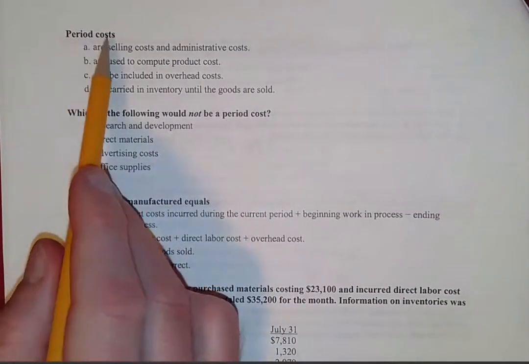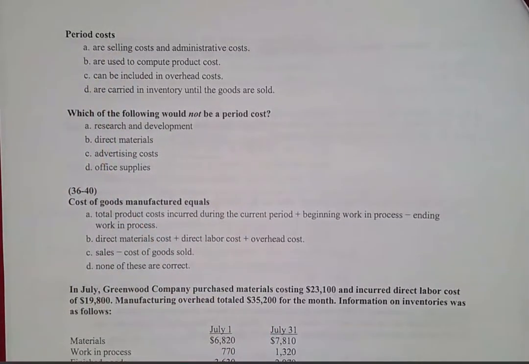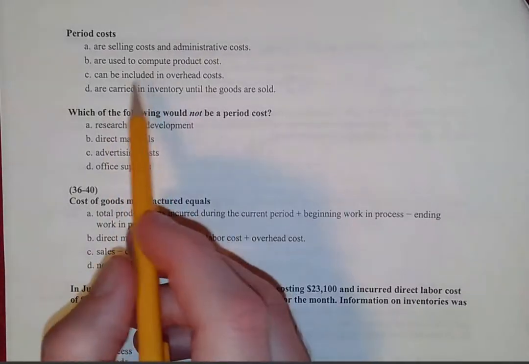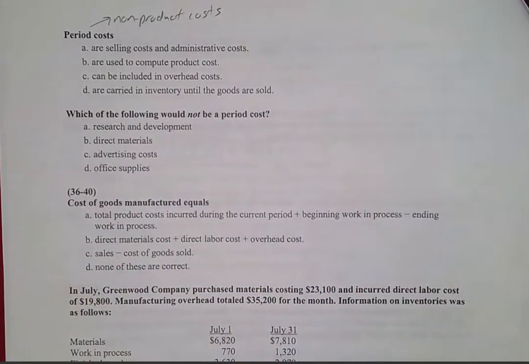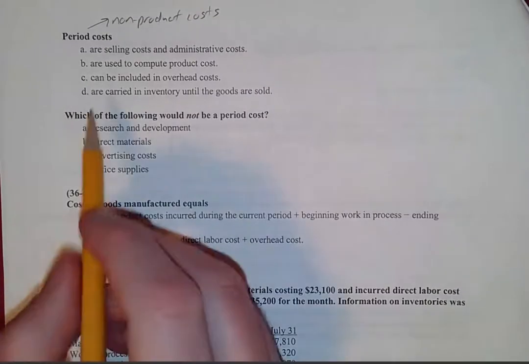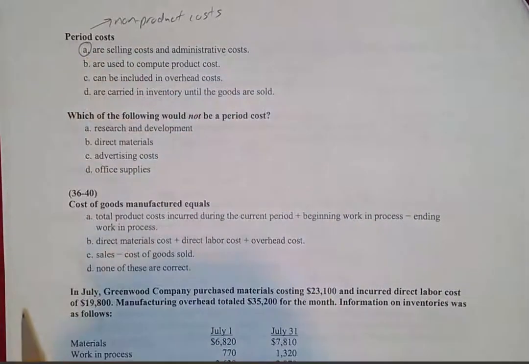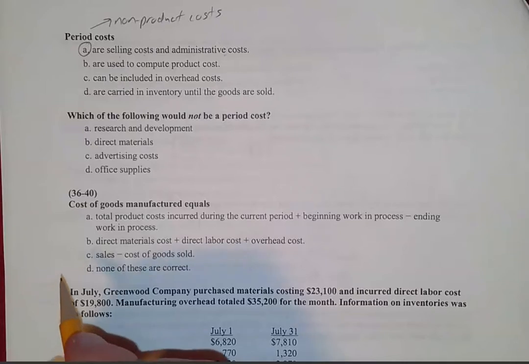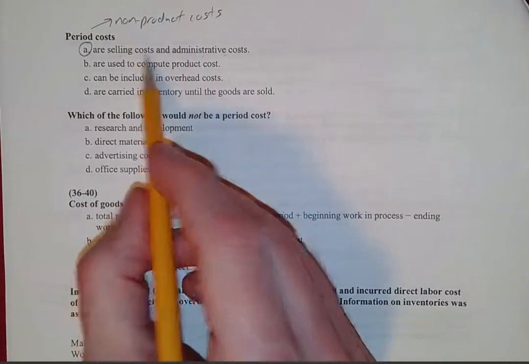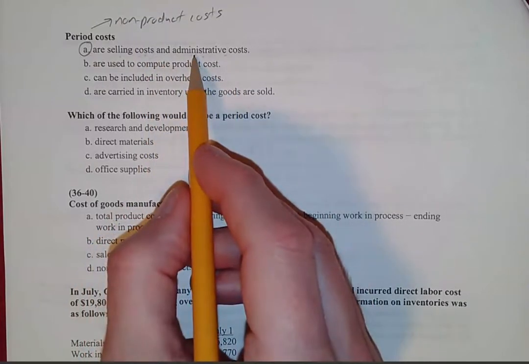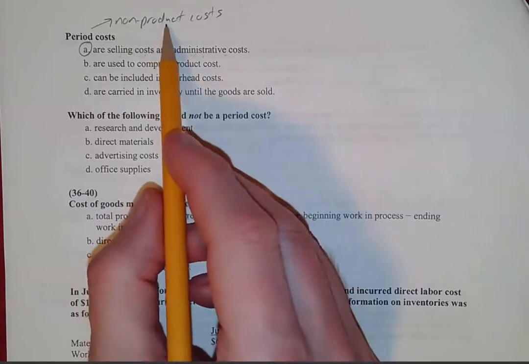It says here period costs, and then they want to know what they are. And we've got what we need to know about period costs. Period costs are non-product costs. That's what they are. Looking here at the choices, choice A says are selling costs and administrative costs. Well, I'll tell you right now that's the answer. It absolutely is, because these are non-product costs. These costs impact operating income and they certainly impact net income, but they don't go into product costs.